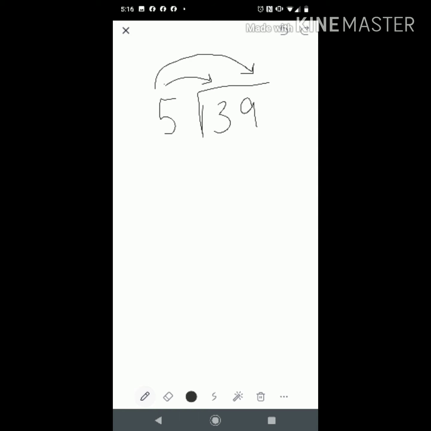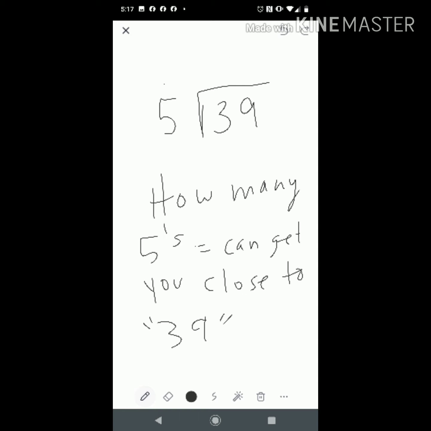All right, so let me show you the purpose of my arrows. The first arrow goes to the 3, letting you know that 3 is too small. So skip the 3. Don't put a 0 there. Go to the next arrow, 9. How many times can 39 be divided by 5? How many 5s can get close to 39?